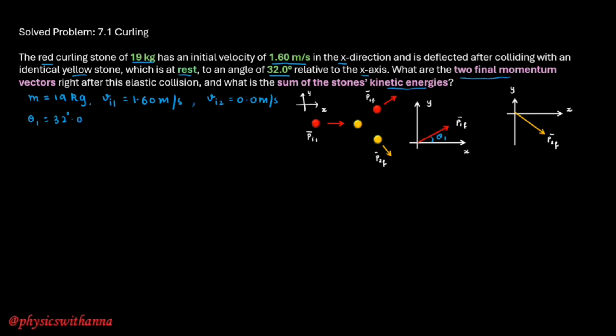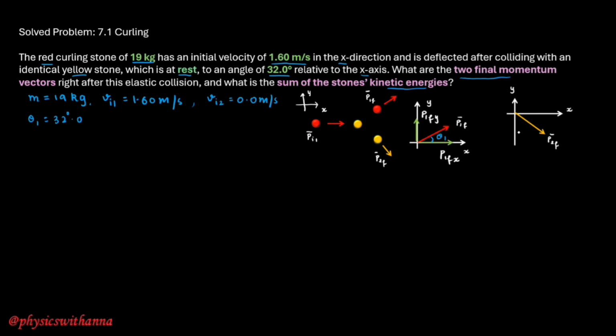We need to find what are the two final momentum vectors right after the collision. So to solve this problem, we are going to use the law of conservation of momentum. But before we use the law, let us first find out what are the components of momentum vectors after collision. The red stone is deflected at an angle of theta 1 from the x-axis. So we can split this into two components. One that goes along the x-axis, which we call P1 final x, and one that goes along the y-axis, which will be P1 final y.